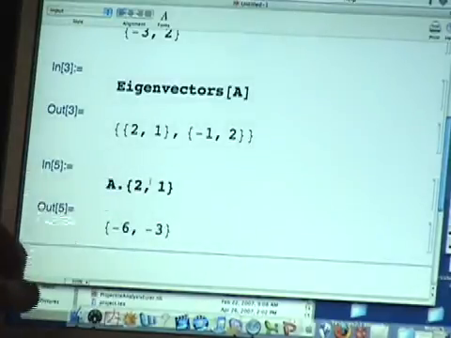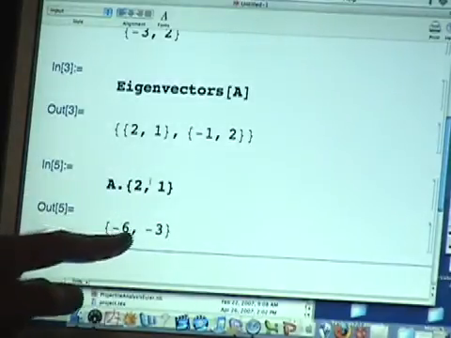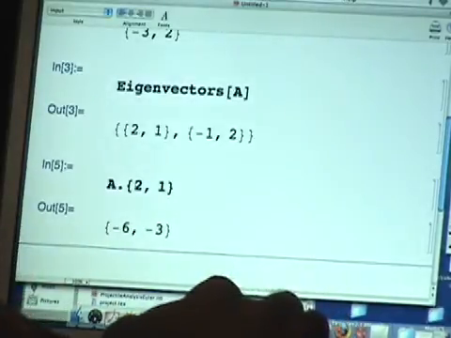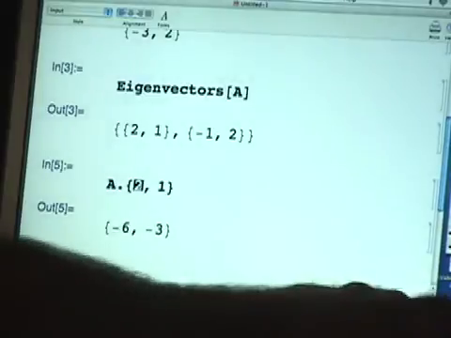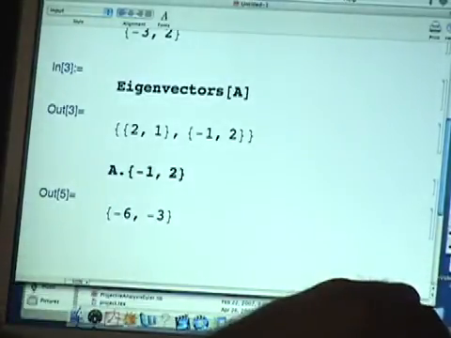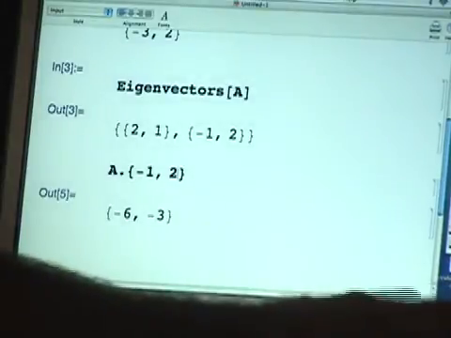AV equals lambda times V. -3 times V is -6, -3. And with the other eigenvector, -1, -2, the eigenvalue was 2, so we should get -2, 4. And we do.